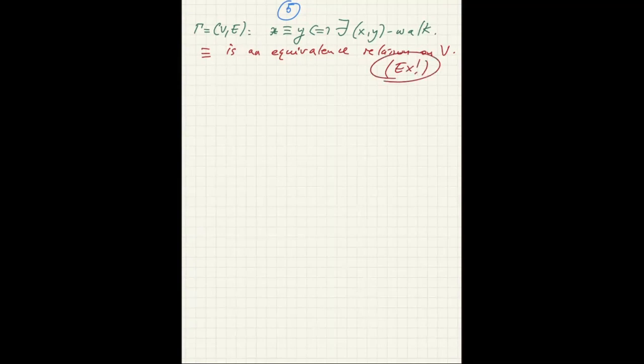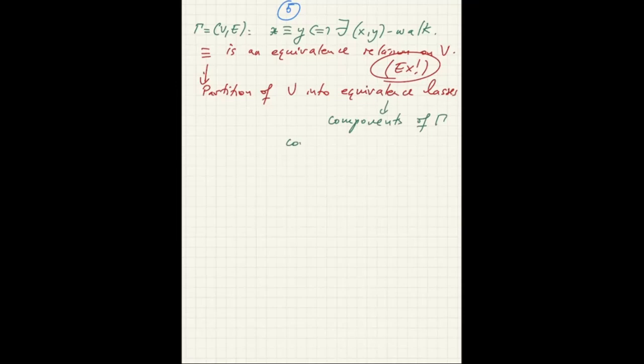And what it does, any equivalence relation, we get a partition of V into equivalence classes. And these equivalence classes have a name. These are called the components of gamma, or sometimes connected components of gamma. So let me give you an example.